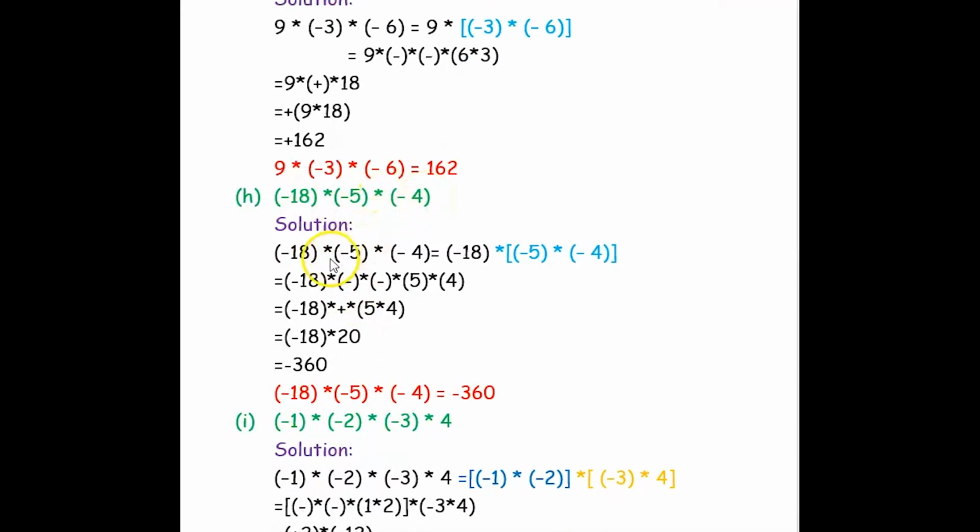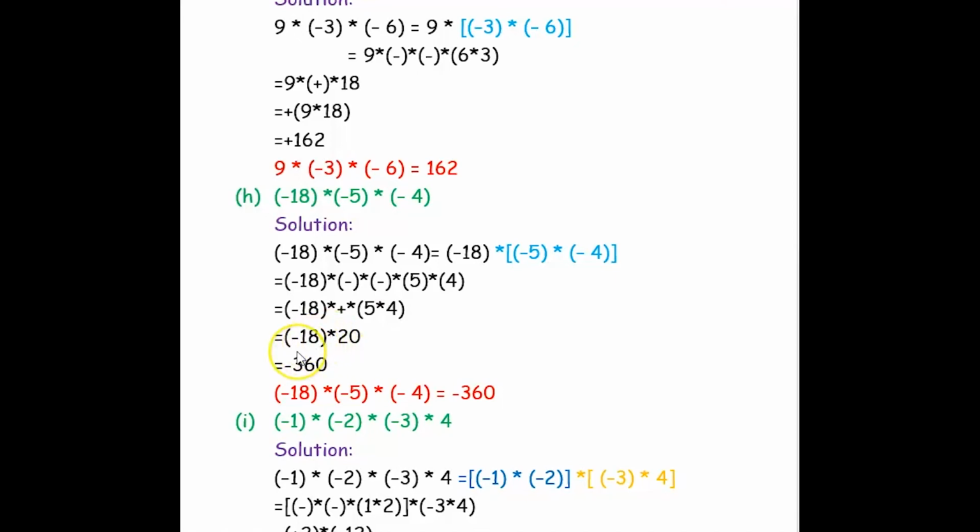Next question is negative 18 into negative 5 into negative 4. So now we are going to associate it. So negative 18 into negative 5 into negative 4. So now I am associating negative 5 into negative 4, and I am doing the calculation for that first, and then with that I am multiplying negative 18. So negative into negative will become positive and I am writing 5 into 4. So 5 into 4 is 20. So positive 20 into negative 18.